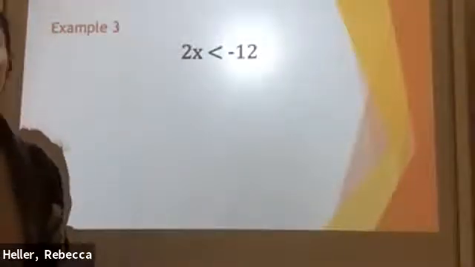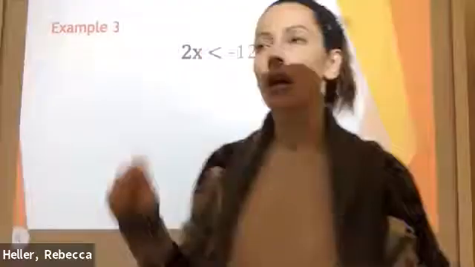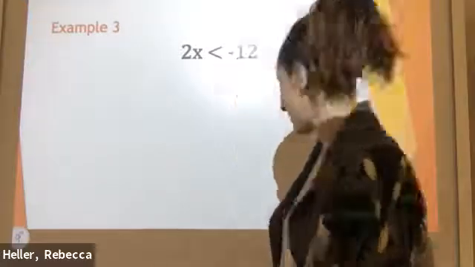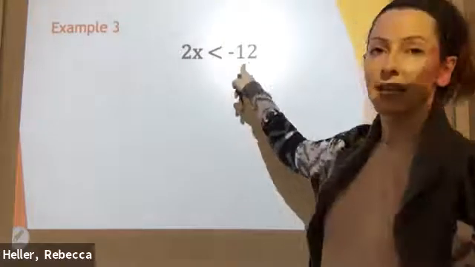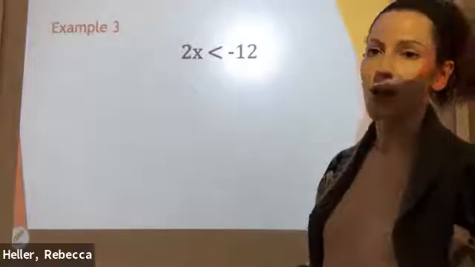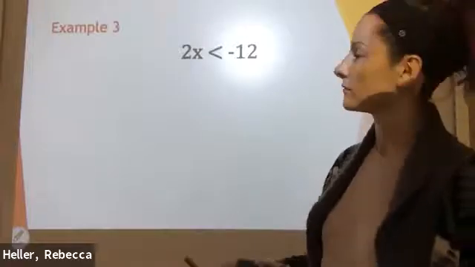The key really is knowing which number causes the flip. Okay, so let me just show you this example. 2x is less than negative 12. To solve this, you divide both sides by what number? Caitlin? 2.